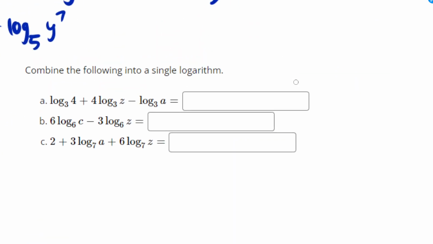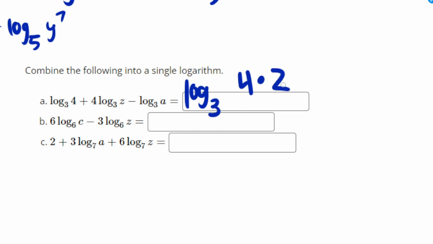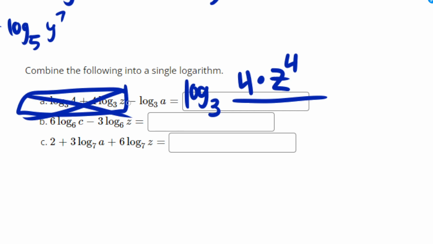Combine the following into a single logarithm. Okay, so these two, the insides get multiplied. So first we'll start off with log base 3, and then we have a 4 times z, and this 4 that's multiplying this z will turn into its exponent, so z to the 4th. And that takes care of this part here. That's gone. And now we can divide it by a. That would be our answer.